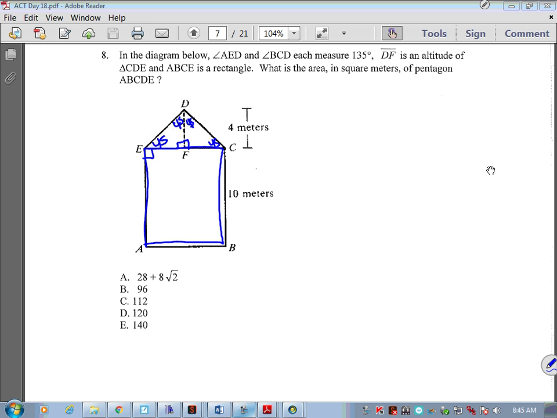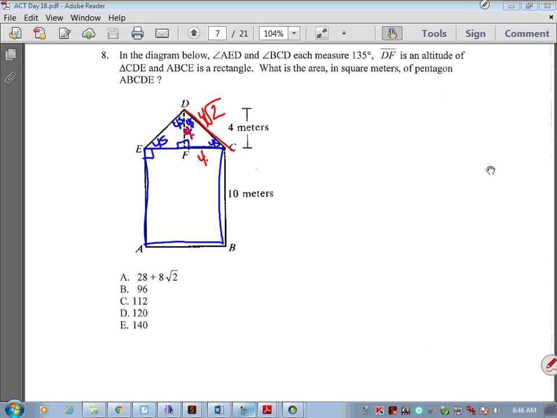We know we've got 10, and we know that this has a height of 4. Let's use a different color here. That's 4, so that means this is 4 too. What we're really trying to find here is this length. If this is 4 and this is 4, then it should be 4, 4, 4 radical 2, correct?